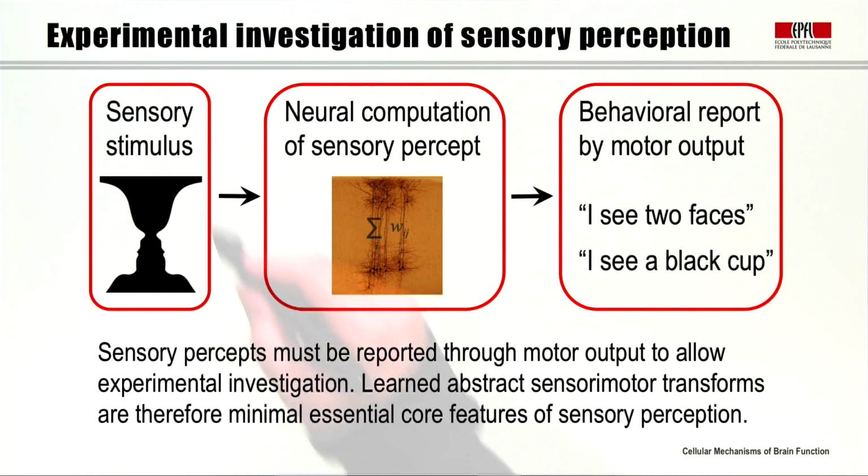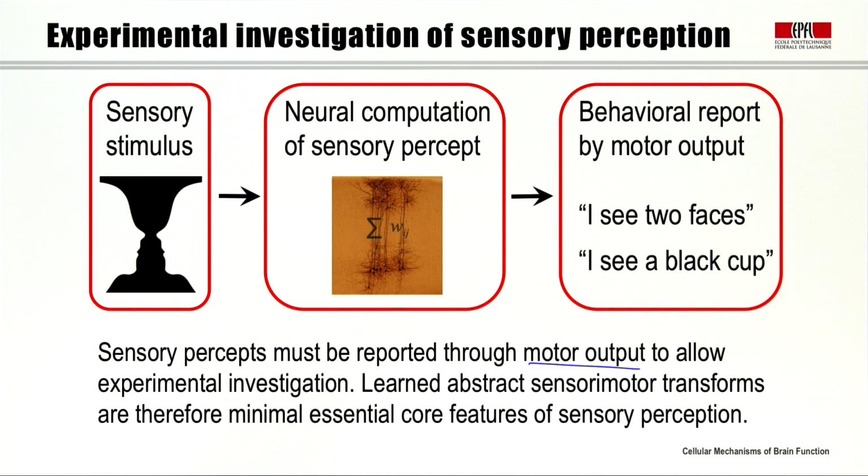And so if this were a human psychophysics experiment, we would have two buttons. One that the human observer would push if he sees two faces, and another button if he sees the black cup. And he would then be pushing in alternation these two buttons as the percept flickered from one to the other. And so an important concept in terms of experimental investigation is that sensory percepts must be reported through motor output. And we might consider this altogether as a learned, goal-directed sensory-motor transformation.